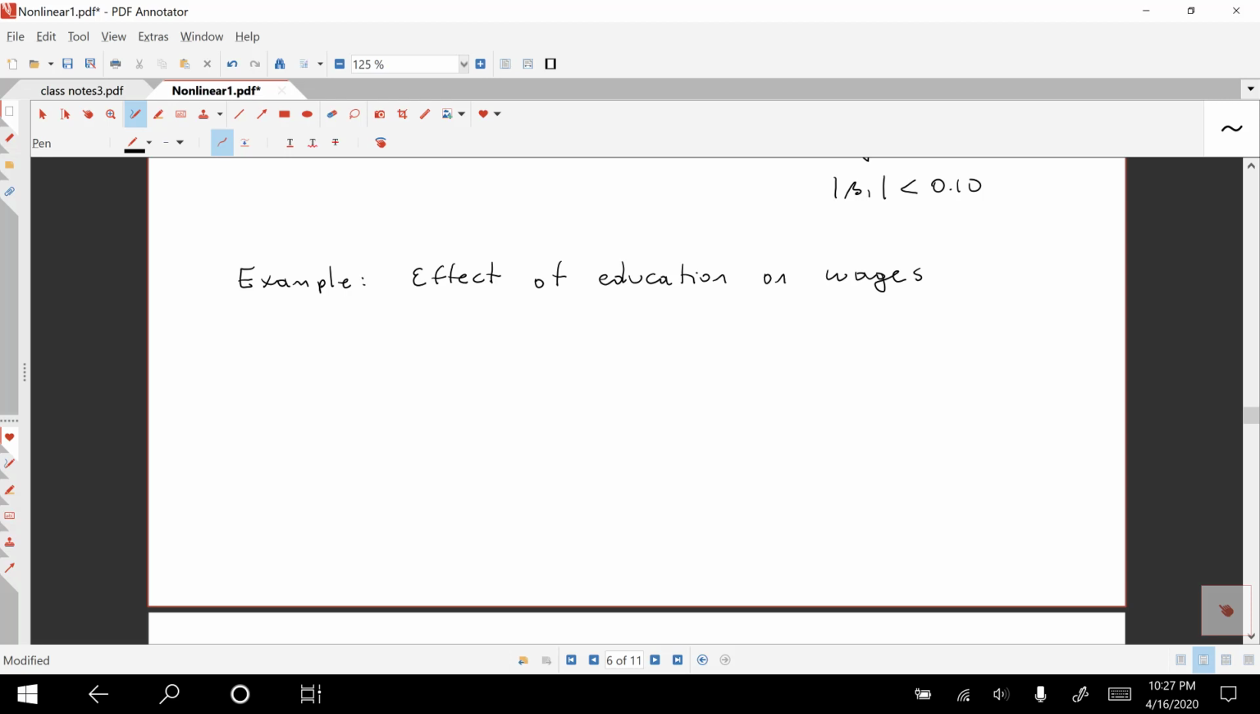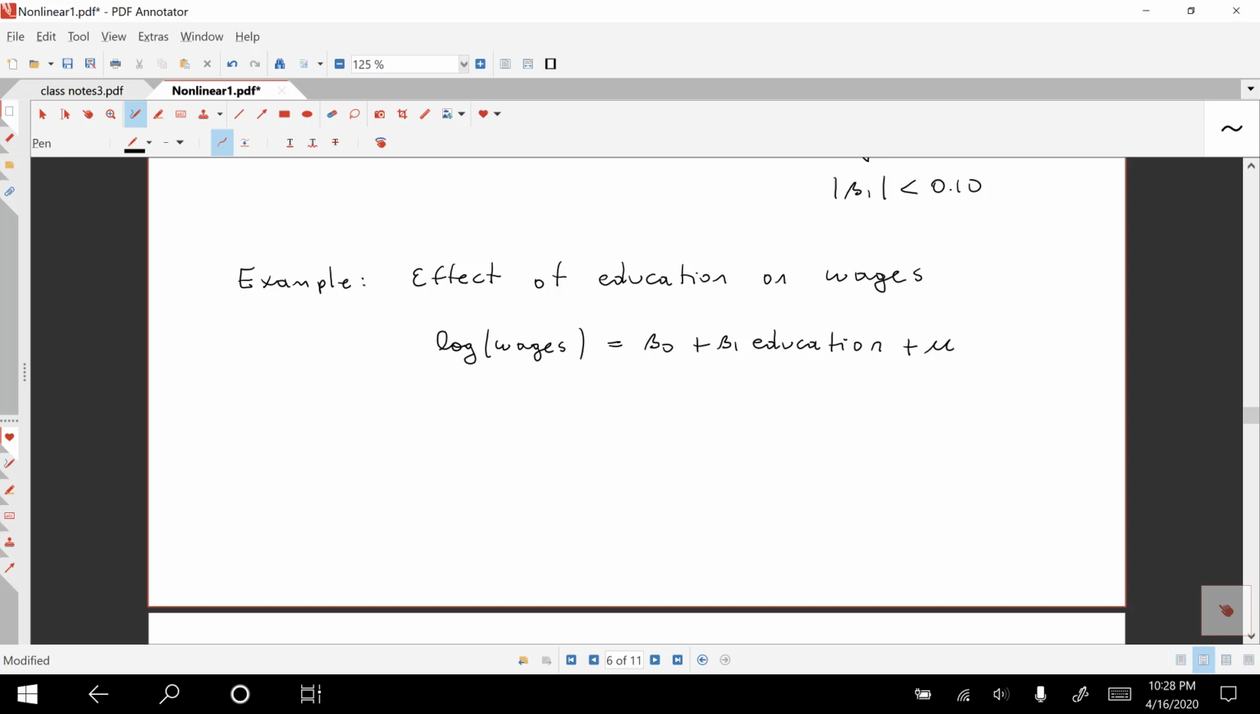Okay, and that's an example that we had talked about before. Remember, we were interested in looking at the effect of education on wages. Before, I think the model that we had estimated was a linear model. Now let's explore the potential to use a nonlinear model.